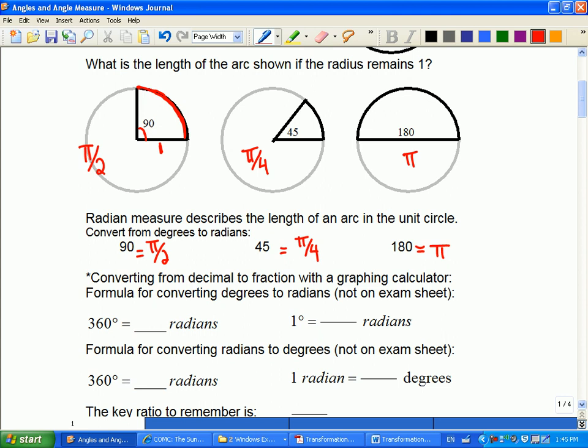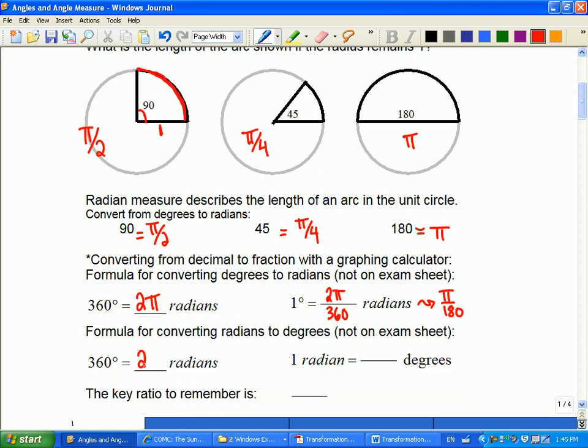The thing is, we just said 360 degrees is 2 pi radians. So, does anybody remember how to do 1 degree? How would you rearrange that equation? Yeah, divide by 360. So you're going to have 2 pi over 360. But of course, we're not going to work with 2 pi over 360. Usually we're going to work with pi over 180.